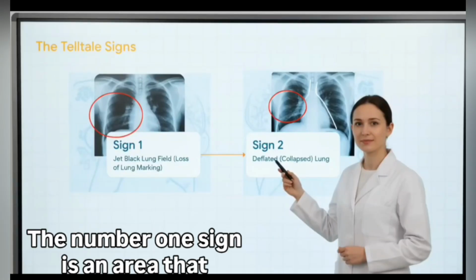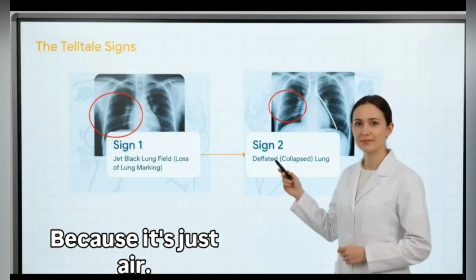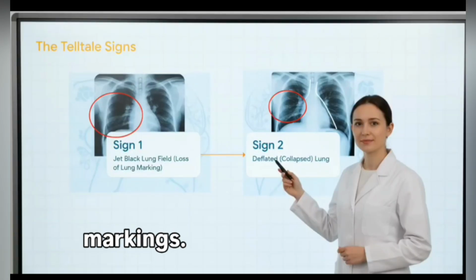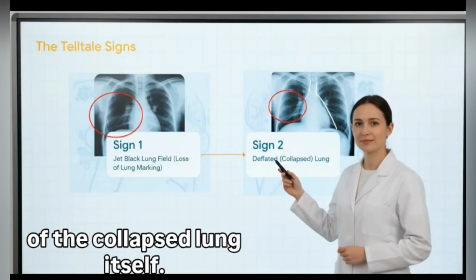The number one sign is an area that is jet black, much blacker than the normal lung tissue. Why? Because it's just air. There are no blood vessels, no lung markings. And if you look carefully, you'll be able to see the edge, the sharp line of the collapsed lung itself.